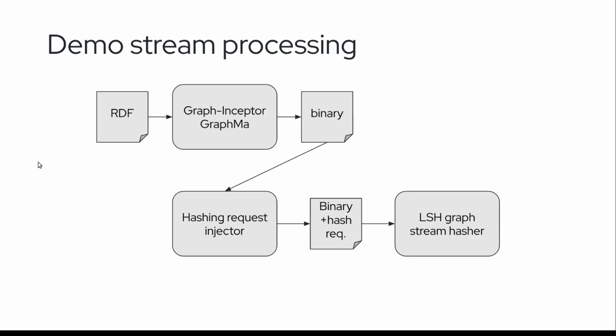What we're going to do is take RDF and convert that into the binary format. This is going to be directly piped to the hashing request injector. And this request injector is going to take the graph and then also interleave it with actual requests to perform hash operations. The LSH graph stream hasher is going to take that binary format. Whenever it gets graph information, it's going to add it to the graph, and whenever it gets hash requests, it's going to perform hash requests immediately.